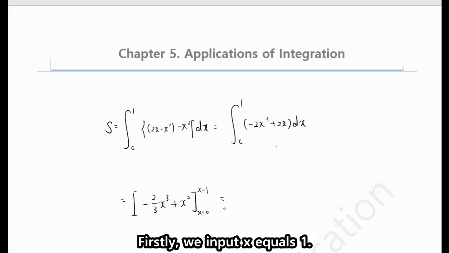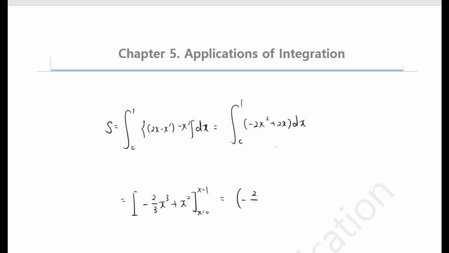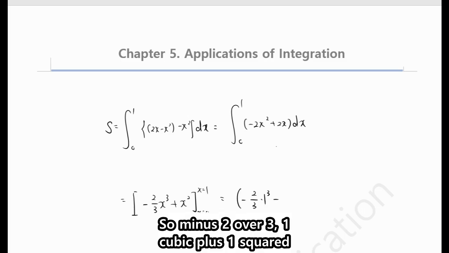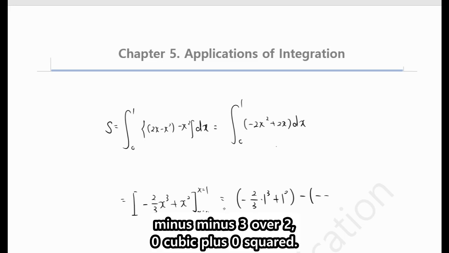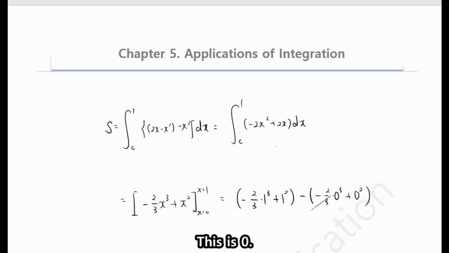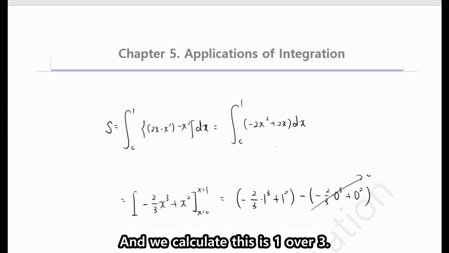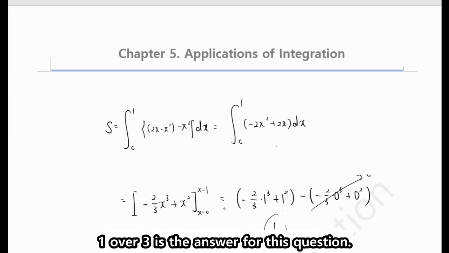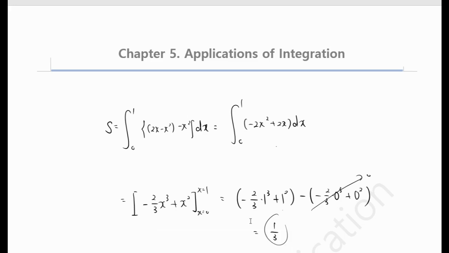Firstly, we input x equals 1. So minus 2 over 3 times 1 cubed plus 1 squared, minus the value at 0, which is minus 2 over 3 times 0 cubed plus 0 squared. This is 0. And I calculate this is 1 over 3. 1 over 3 is the answer for this question. The area is 1 over 3.